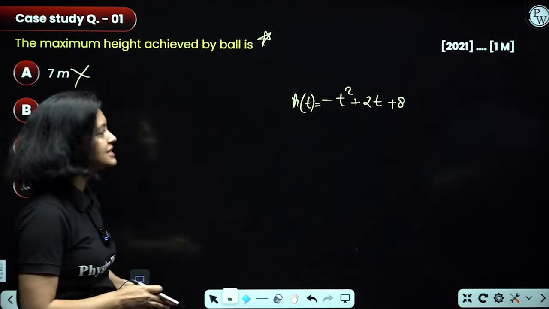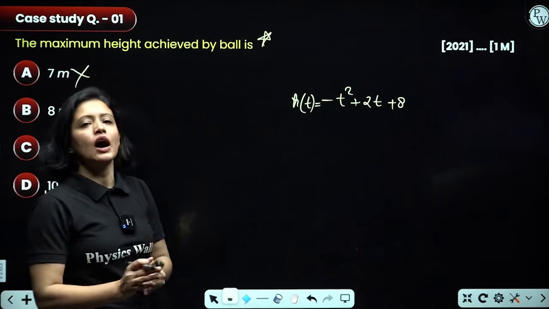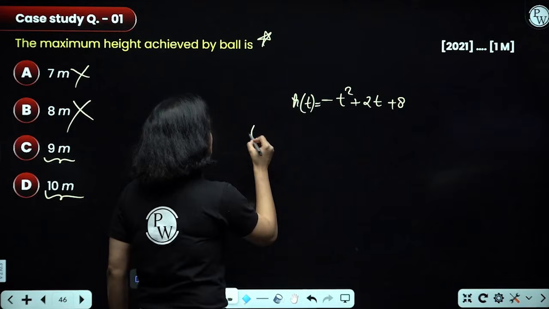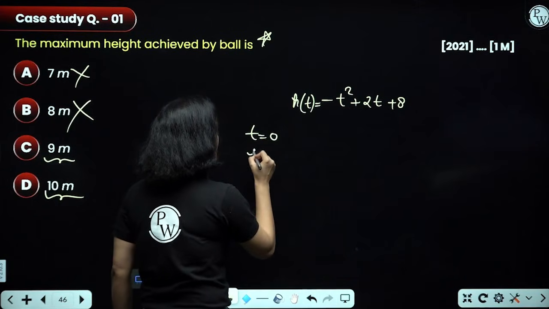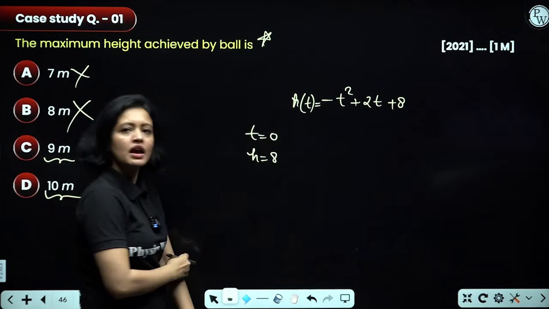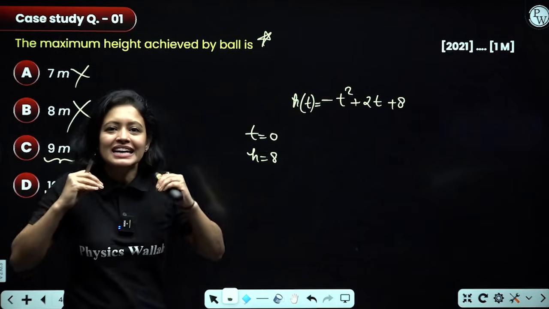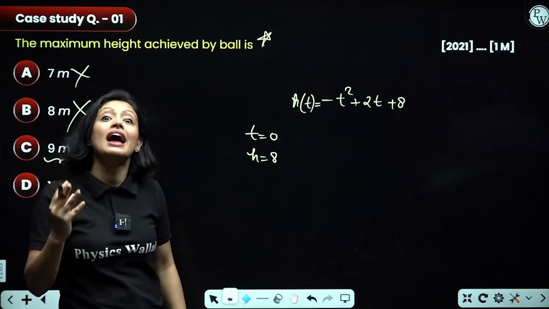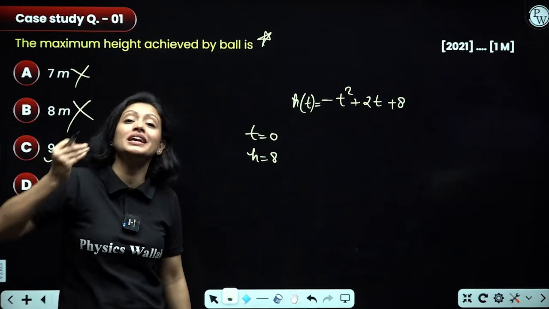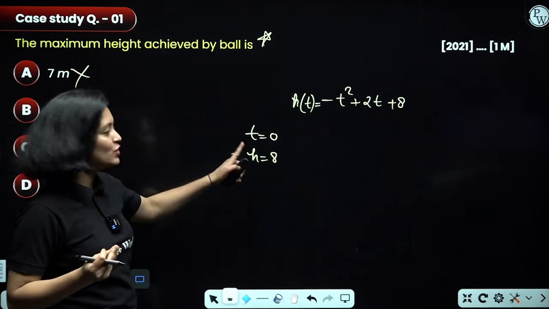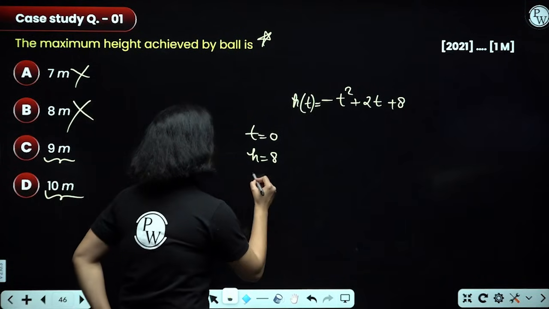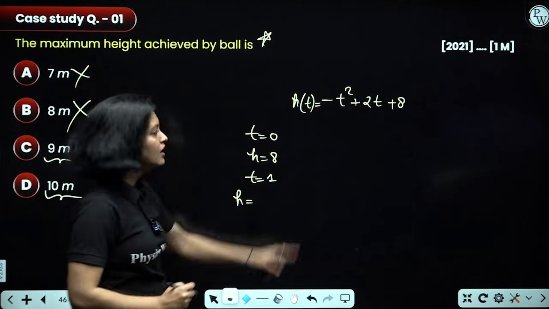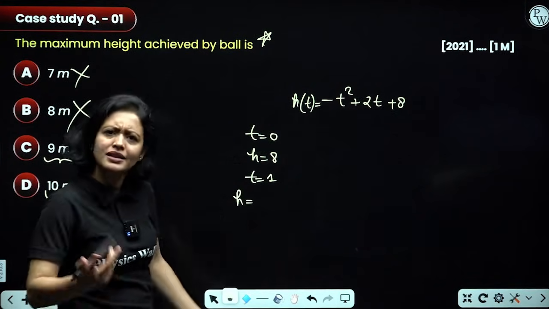Next, let's use common sense again. When time is 0, the height is 8, yes or no? When time is 0, Sukriti has not thrown the ball yet, so the ball is resting at a distance of 8 meters from the ground. Now what if t becomes 1? How can you figure out the height? Put t as 1 here and see what you get.